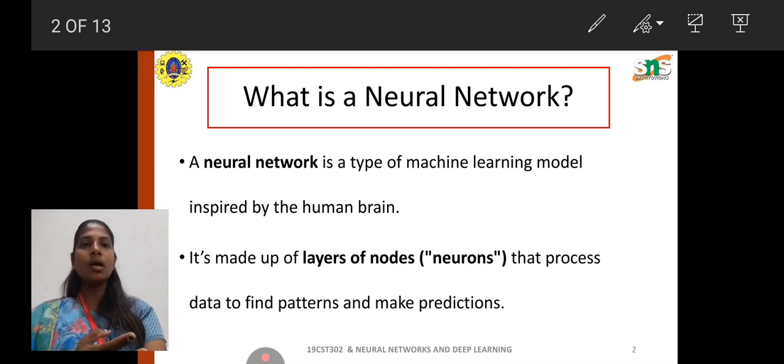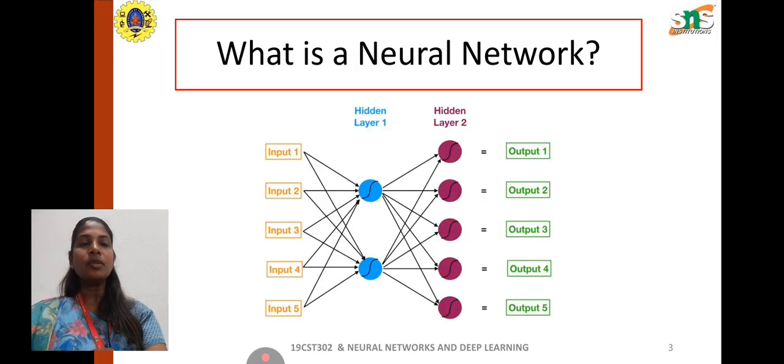Then the next one is the neural network. It is a type of machine learning model which is inspired by the human brain. So obviously it contains n number of neuron values. Okay, this is the pictorial representation. First we have an input layer, then hidden layers. Here in this diagram we have two hidden layers, and finally it will produce the output value.